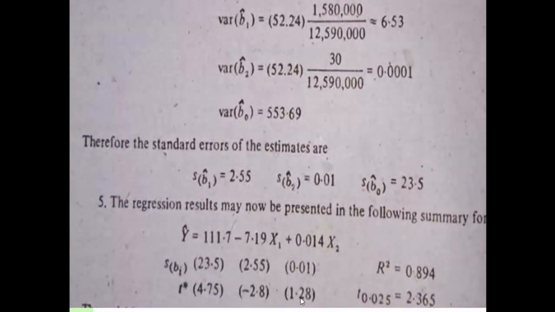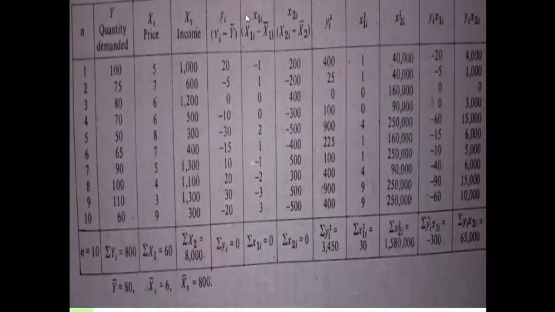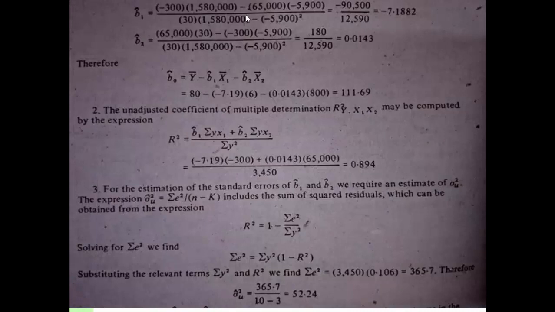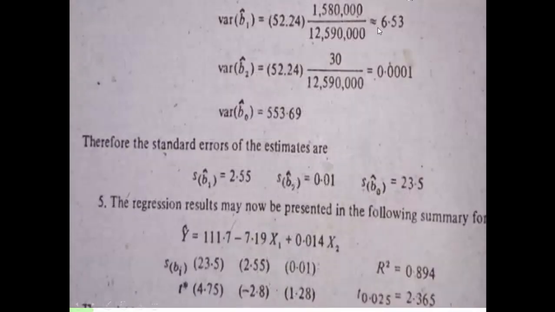If we put them in the formulas for the variances discussed in this slide, we get the estimates of variances as 6.53, 0.0001, and 553.69. From the variances, it is easy to calculate the standard errors: the standard error of beta 1 hat, the standard error of beta 2 hat, and the standard error of beta 0 hat. We can write the summary, which is a standard format of writing the summary of results.